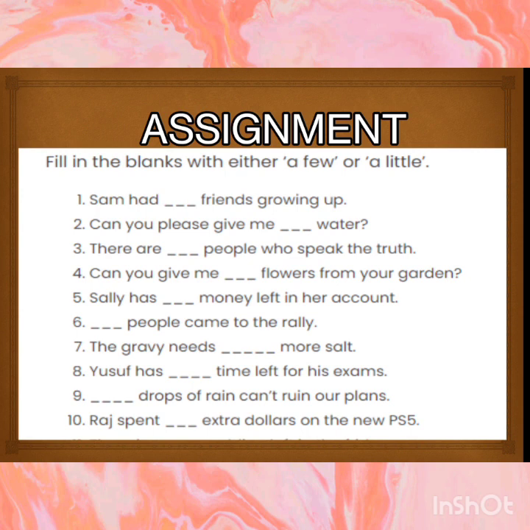There is an assignment for you. Kindly solve it and clear your concepts of degrees of comparison. Use of much, many, few, a few, little, a little, elder, older, eldest and oldest.